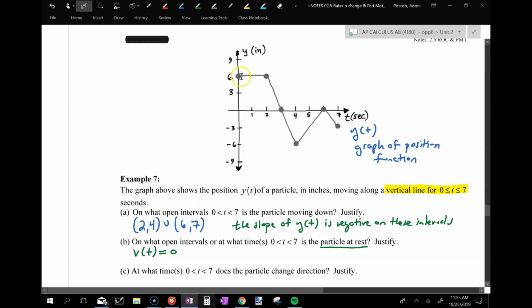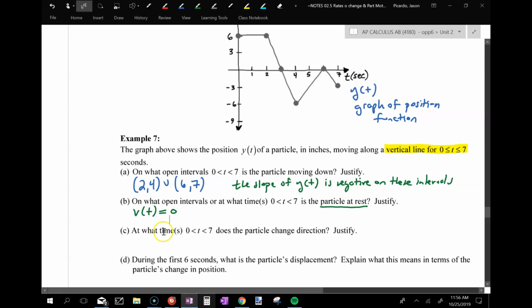So let me ask you this. What are all the values of this right here? They're all slopes of 0, right? Isn't it a slope of 0 from here to here? Is the particle at rest? Yeah, we said it's not moving, right? So from 0 to 2, I am at rest. And that's all.